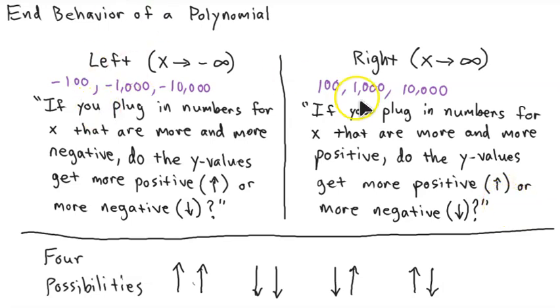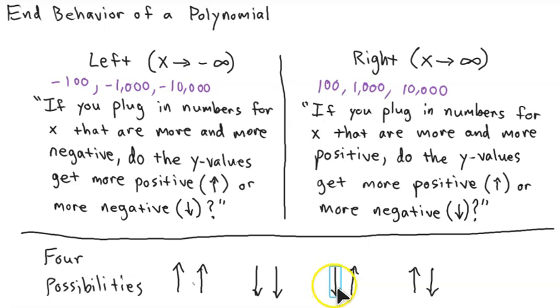And when you consider both of these possibilities, there are 4 possibilities that can come out. A polynomial can have both ends become more and more positive, meaning if you plug in negative numbers, your answers become more positive, and if you plug in positive numbers, your numbers become more positive. Or the second possibility is all of your answers can become more negative no matter what you plug in. So if you plug in negative numbers, you get negative numbers. If you plug in positive numbers, you get negative numbers. That's 2 down arrows.